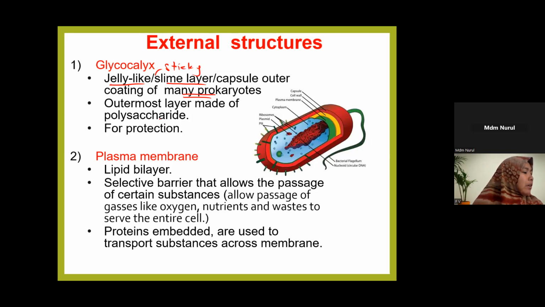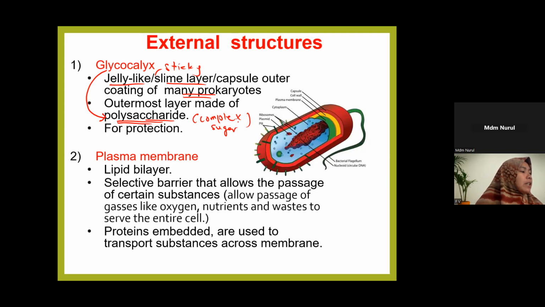And it is made of polysaccharide. So, glycocalyx is made of polysaccharide. So, polysaccharide tu apa? Ingat tak? Karbohidrat. Jenis yang mana? Monosaccharide, disaccharide, polysaccharide. So, dia adalah gula yang kompleks. So, polysaccharide, complex sugar. Okay, so carbohydrate lah. Kita tahu carbohydrate.